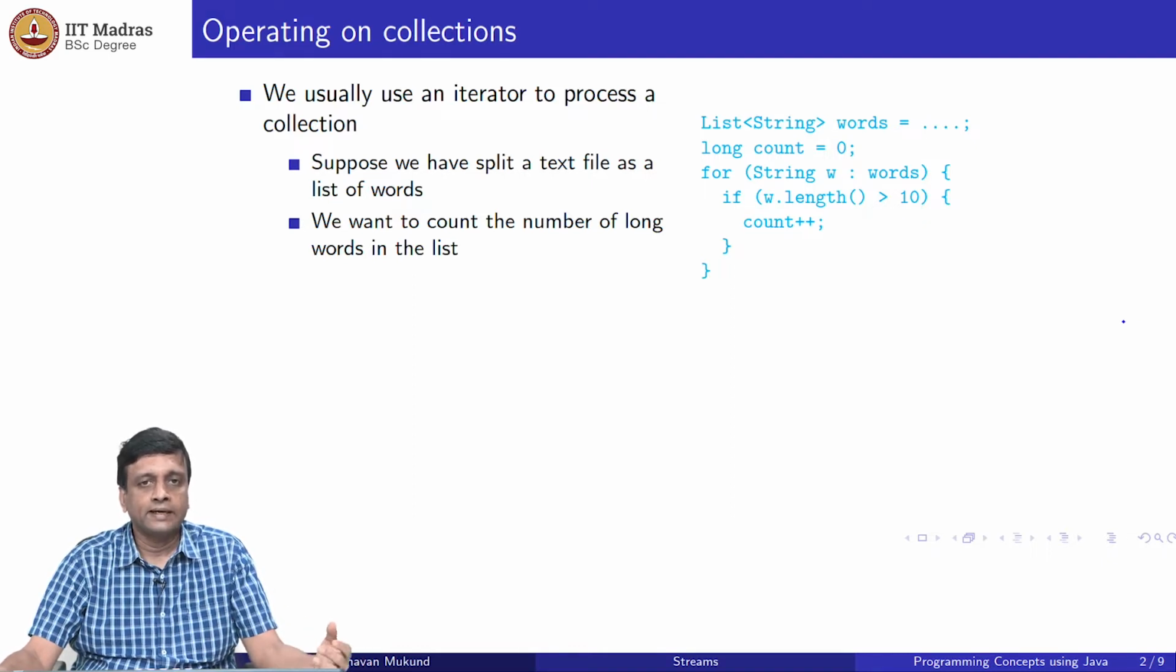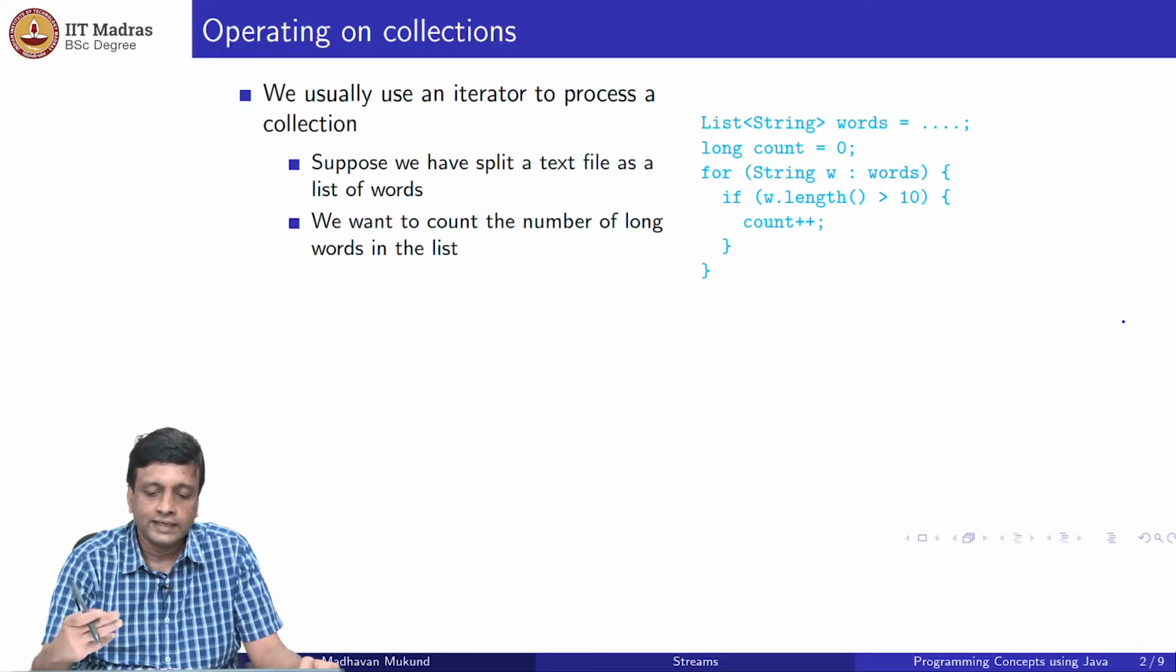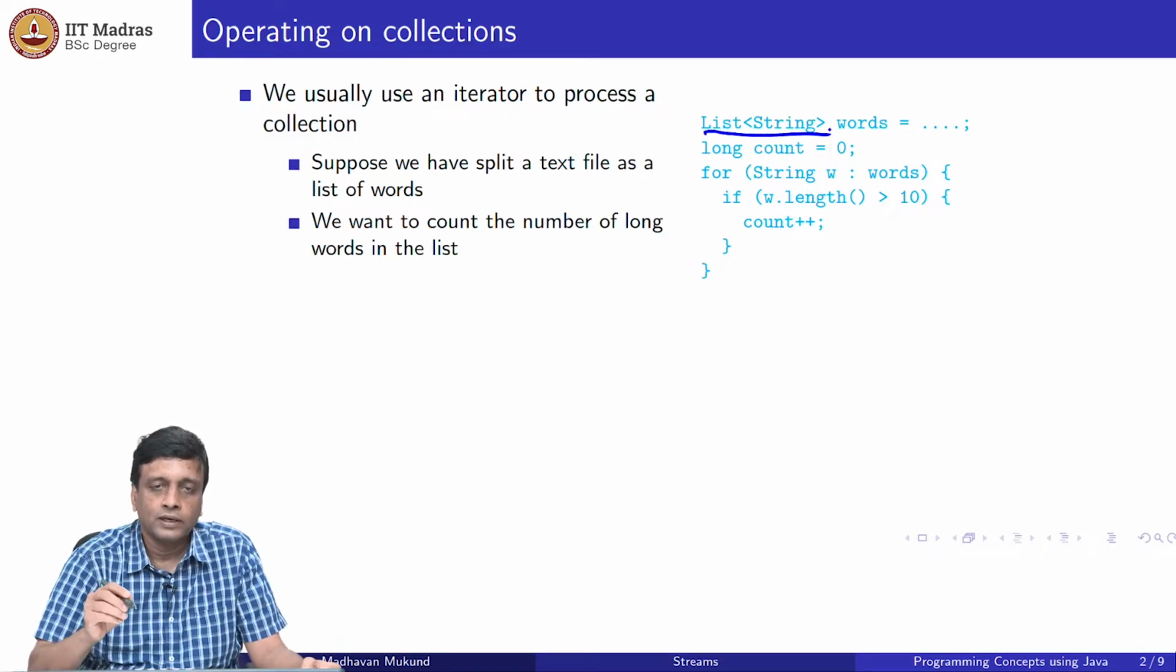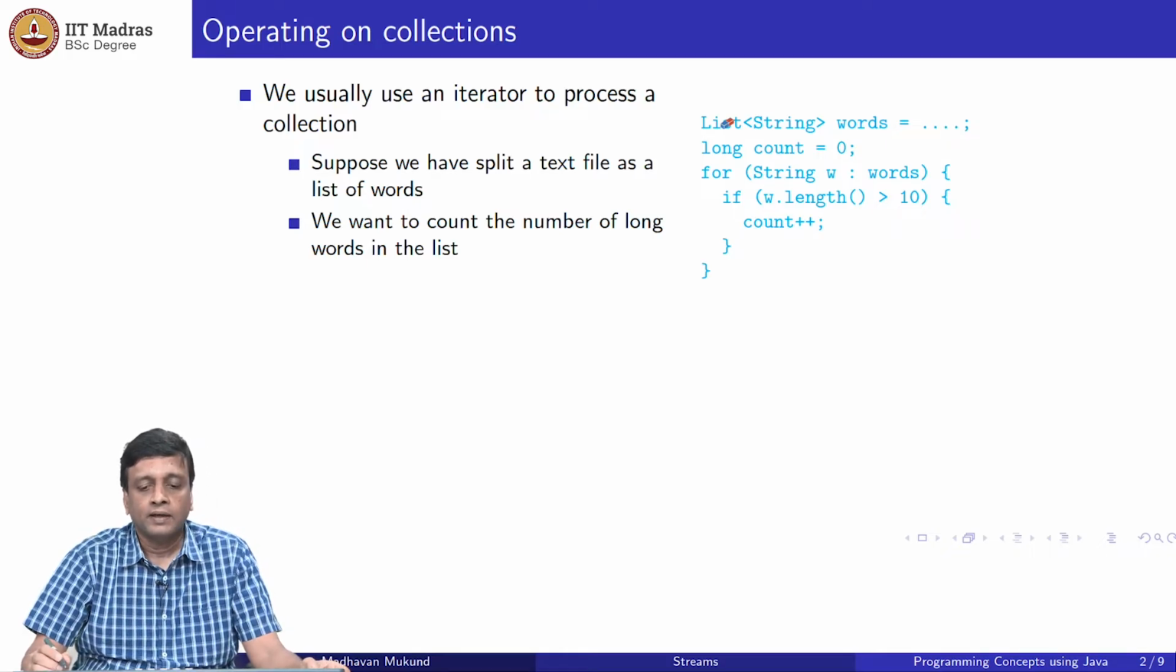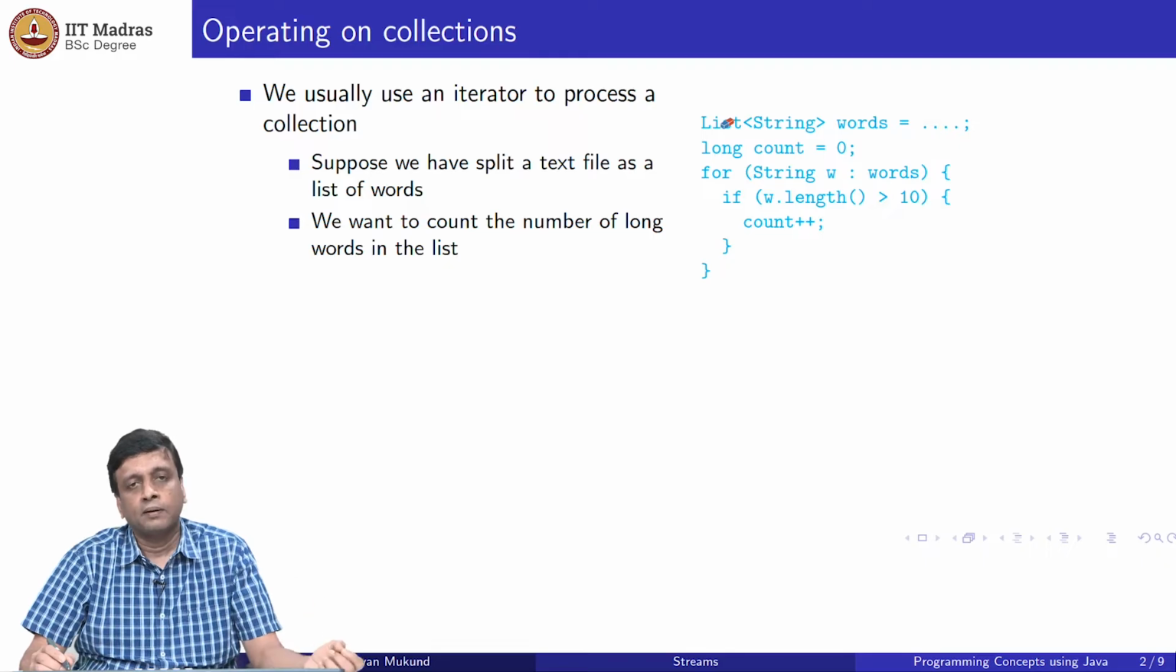So we take a collection, it could be a list, it could be a set, and what the iterator does is it produces the elements in this collection in a sequence one by one. So for example, supposing we have taken a text file and we have somehow split it up into a list of strings, so words is a list of strings, and now we want to go through all these words and, for example, pick out the words which are longer than 10 letters and count how many of them there are.